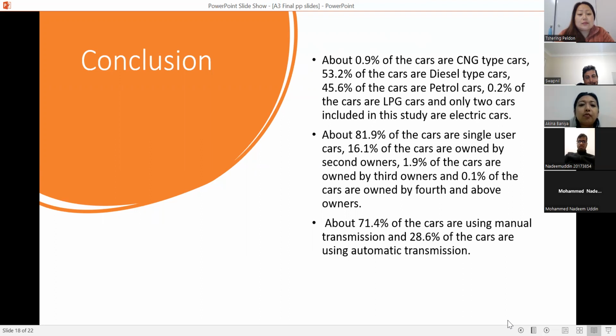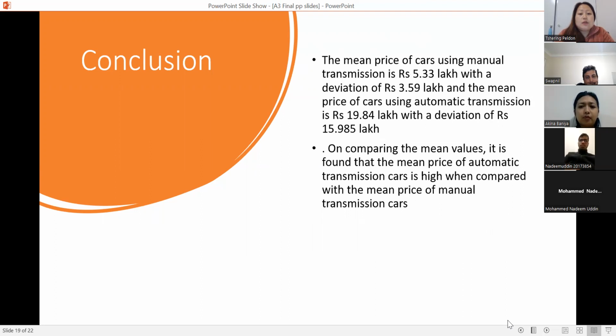Next slide, please. In conclusion, we would like to state that the data taken into consideration represents the price of used cars. The continuous variables included in this study are kilometers driven, mileage, engine power, and price. The qualitative variables included in this study are fuel type, transmission, owner type, and seats.